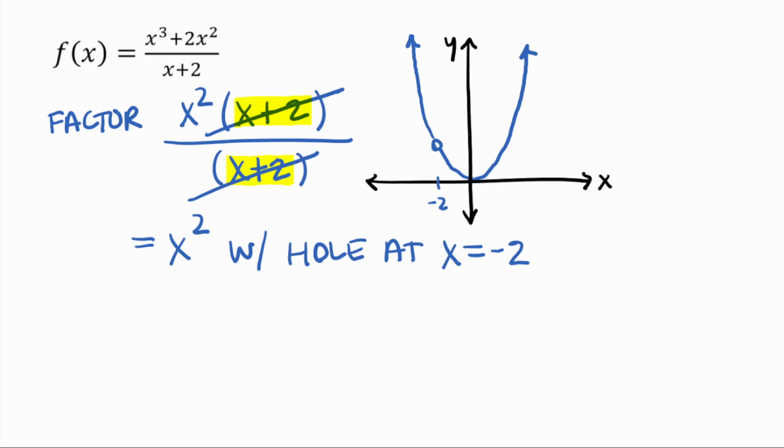Now if we were asked what the y-coordinate of the hole was, we would plug negative 2 back into the simplified version of f of x, that is x squared. So I'd say the y-coordinate of the hole is going to be negative 2 squared. That's positive 4, and so I can just put that label right there.